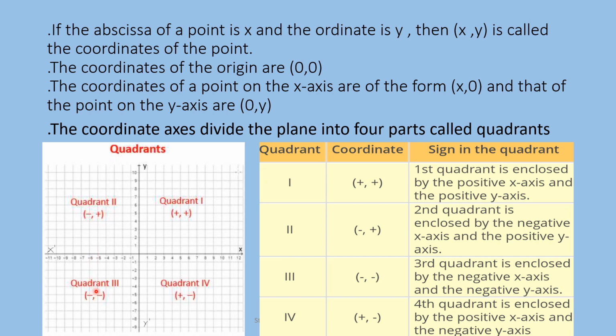Moving to the third quadrant, it is enclosed by the negative x-axis and the negative y-axis. That means both the x-coordinate and y-coordinate are negative. So the coordinates are of the form (-, -). Now moving to the fourth quadrant, it is enclosed by the positive x-axis and the negative y-axis. So the x-coordinate will be positive and y-coordinate will be negative. So the points in the fourth quadrant are of the form (+, -).